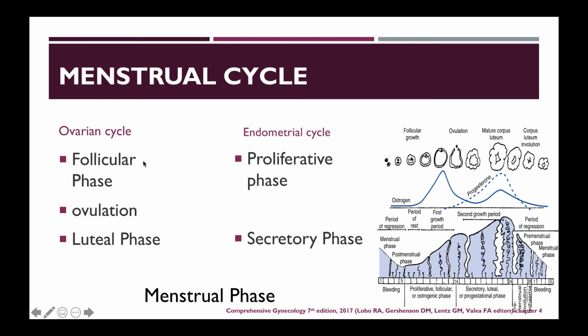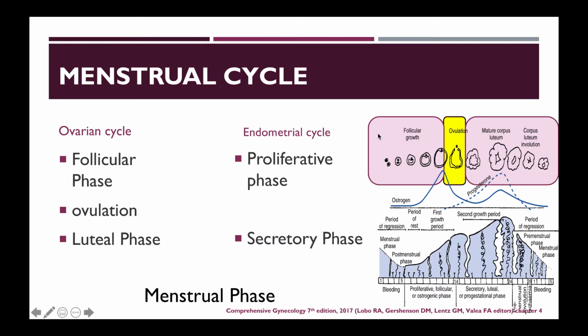So the first phase is the follicular phase, and this phase mainly involves the growth of the follicles. The second half of the cycle involves the formation of the corpus luteum. And in between them, we have ovulation.